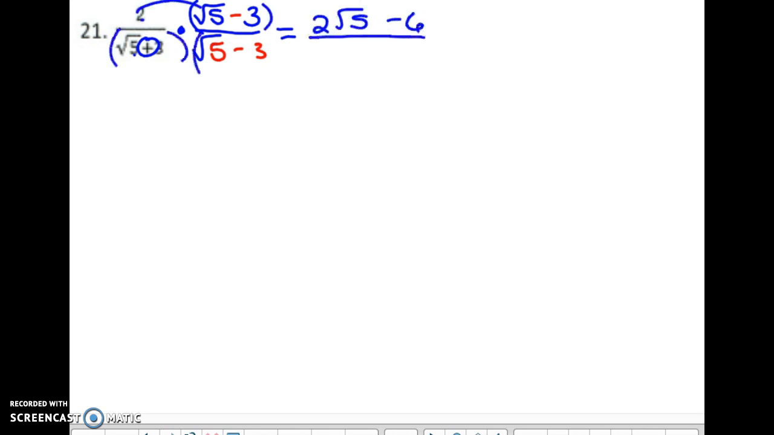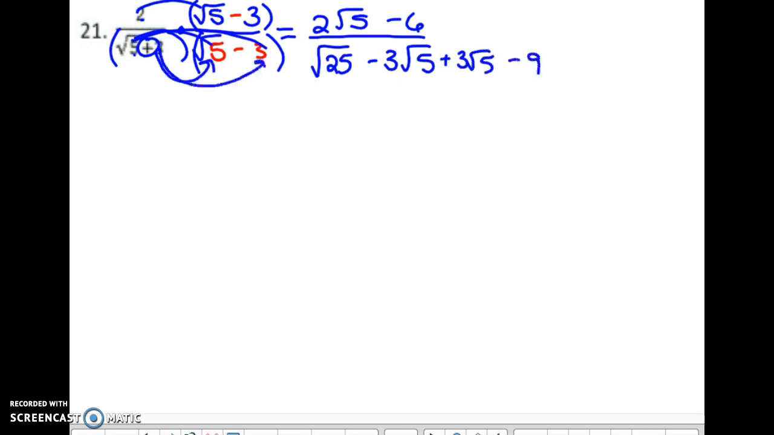In the denominator, we need to FOIL. Square root 5 times square root 5 is square root 25, or 5. Square root 5 times negative 3 would be negative 3 root 5. 3 times square root 5 would be positive 3 root 5. 3 times negative 3 is negative 9. So the top is done. In the bottom, the square root of 25 is 5. The square roots, a positive, negative, cancel out. So we have a negative 4 in the denominator.